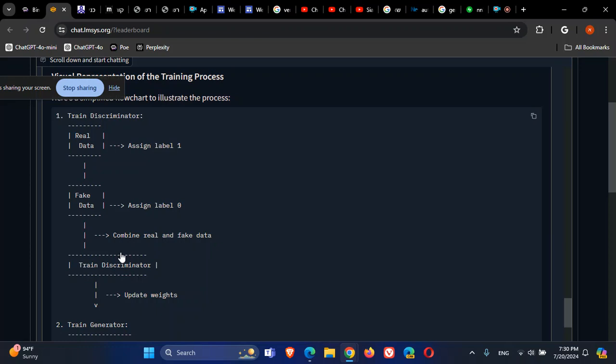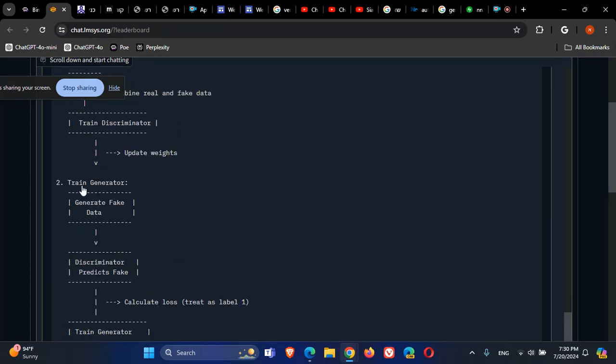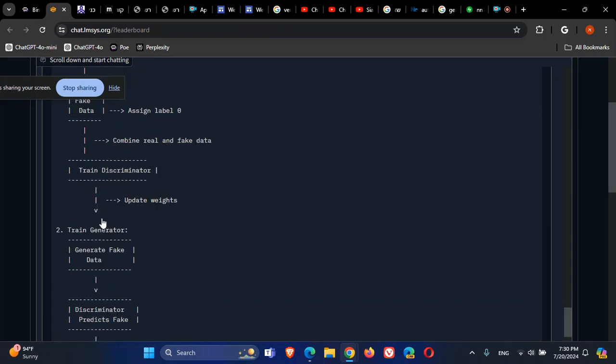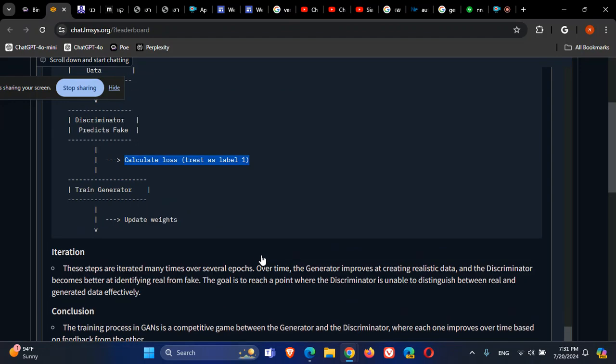Okay, so this is a schematic representation: real data is assigned label 1, fake data is assigned label 0, combine the fake and real, train the discriminator, update the weights. Then, after we train the discriminator to differentiate between true data and fake data, go to the generator and feed what it creates to the discriminator, calculate the loss. If the discriminator predicts it fake, that increases your loss, and again train the generator, update its weights and everything until it overcomes the discriminator.